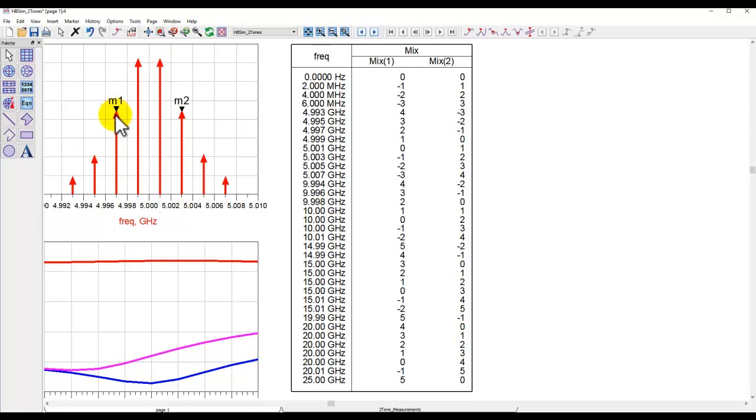Now, if you refer to 4.997 and 5.003, and look at this mixing product, it is 2, minus 1. That means this product is getting generated because of the second harmonic of this tone minus the fundamental of this upper tone. The same way, 5.003 is minus 1, 2. That means the second harmonic of the higher tone minus the fundamental of the lower tone is basically generating this product. So that's how useful this mix table is.